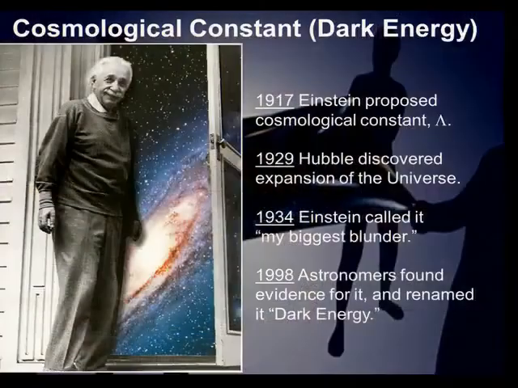How can you get a negative pressure, or rho plus 3p being negative? One way, of course, is by adding a cosmological constant, or what we call today dark energy. Let me tell you a little bit about the history of the cosmological constant. It was first introduced by Einstein in 1917 in the first relativistic cosmological model.